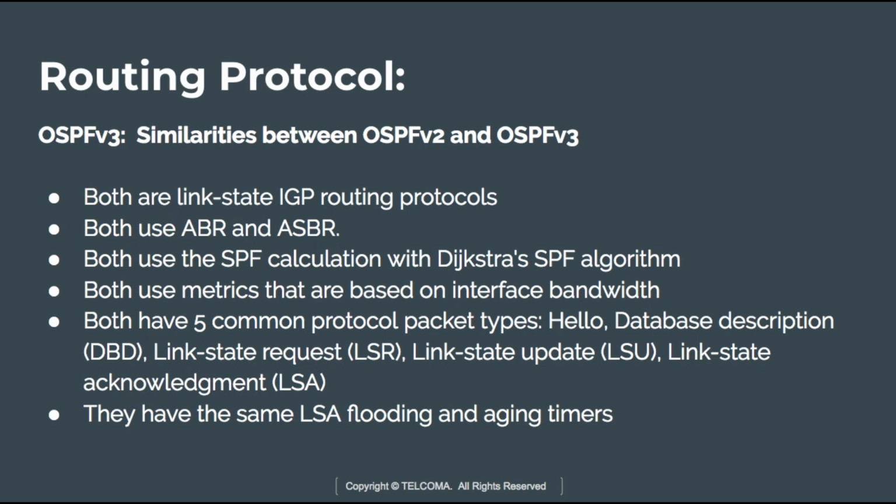Next is the similarity between OSPFv2 and OSPFv3. Both protocols are link state IGP routing protocols, and both use ABR and ASBR. ABR is the area border router, whereas ASBR is the autonomous system boundary router. Both use the SPF, shortest path first calculation with the Dijkstra SPF algorithm, and both use metrics based upon the interface bandwidth. Both have 5 common protocol packet types: hello, database description, link state request, link state update and link state acknowledgement. They also have the same LSA flooding and aging time.